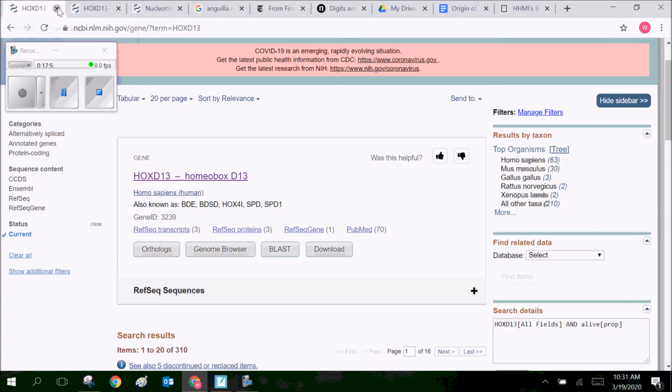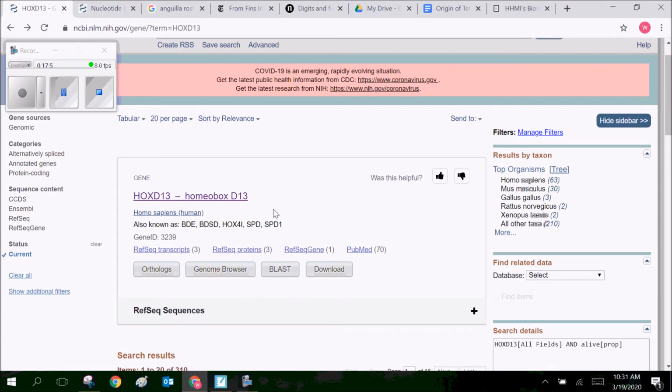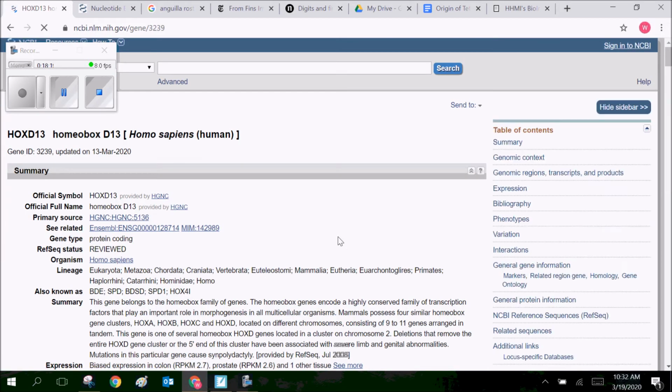I'm going to get out of this tab because I already have HOX13 pulled up over here. So if you're doing this on your computer, just go ahead and do exactly what I just did and get here to HOXD13. You can pause the video if you want, and I'll give you a second or two to do that so you can get to where I am. Okay, hopefully now you've gotten to the HOXD13. Let's go ahead and click and dive into this cool thing here.